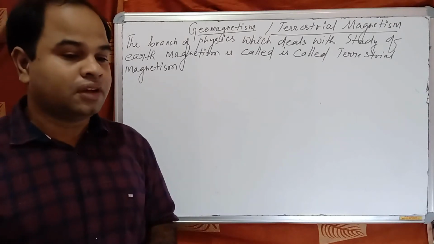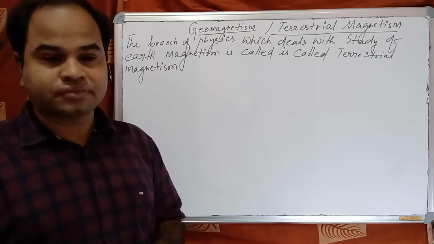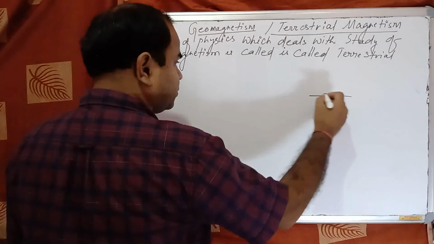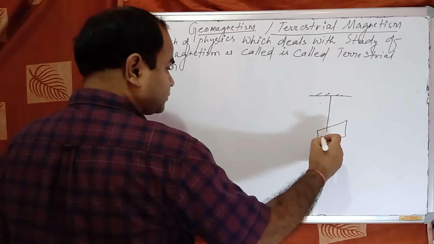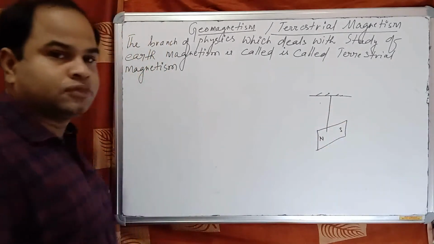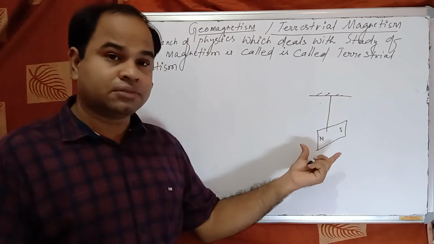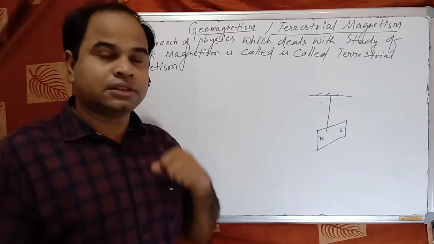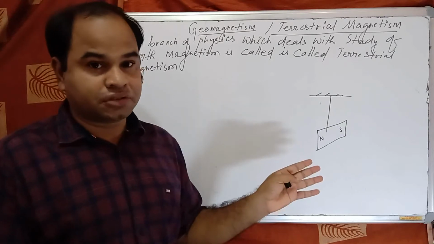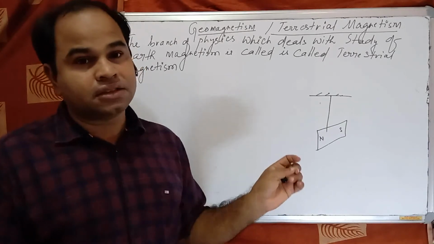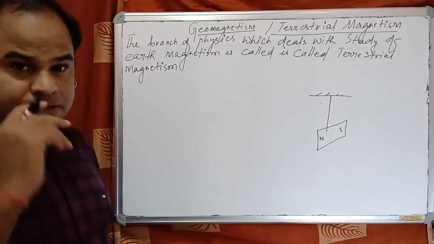Let us consider a bar magnet. If we freely suspend it, what happens? If you see, when we freely suspend a bar magnet, we always see that it aligns itself along the north-south direction. Why? The reason I am going to discuss.